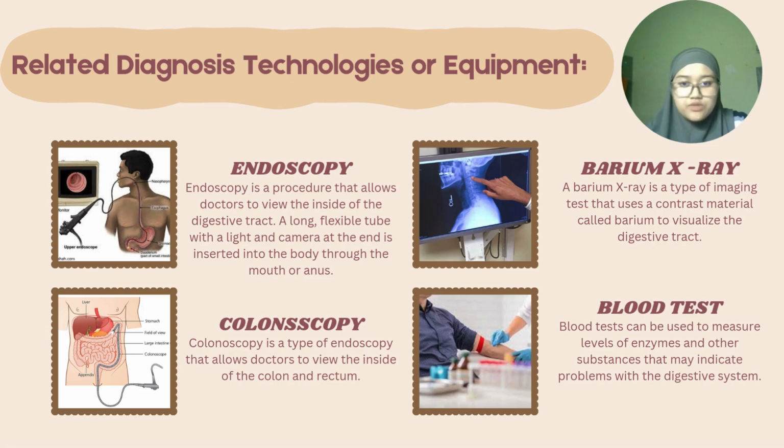Next is colonoscopy. Colonoscopy is a type of endoscopy that allows doctors to view the inside of the colon and rectum. The third one is barium X-ray. A barium X-ray is a type of imaging test that uses a contrast material called barium to visualize the digestive tract. Last but not least is the blood test. Blood tests can be used to measure levels of enzymes and other substances that may indicate problems with the digestive system.